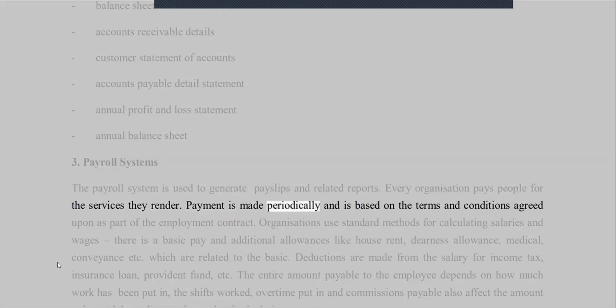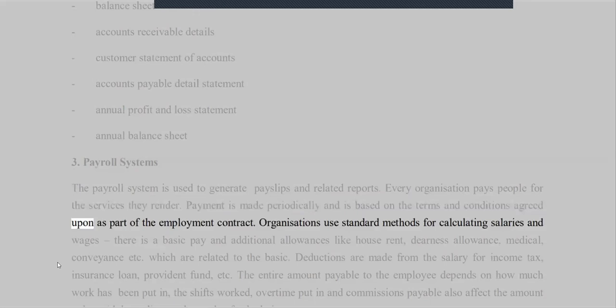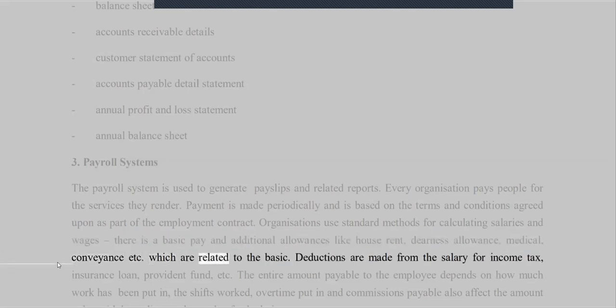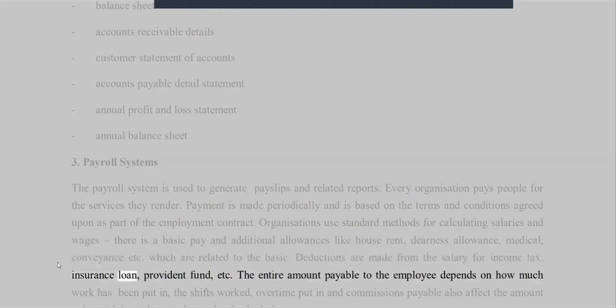Payment is made periodically and is based on the terms and conditions agreed upon as part of the employment contract. Organizations use standard methods for calculating salaries and wages. There is a basic pay and additional allowances like house rent, dearness allowance, medical, conveyance, etc., which are related to the basic. Deductions are made from the salary for income tax, insurance, loan, provident fund, etc.